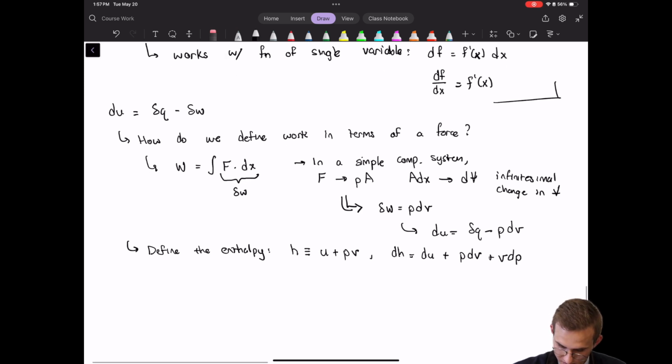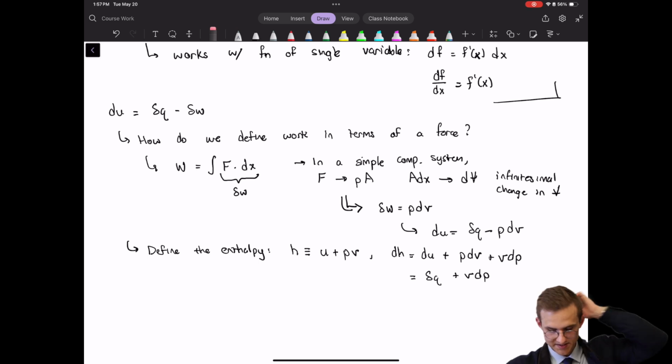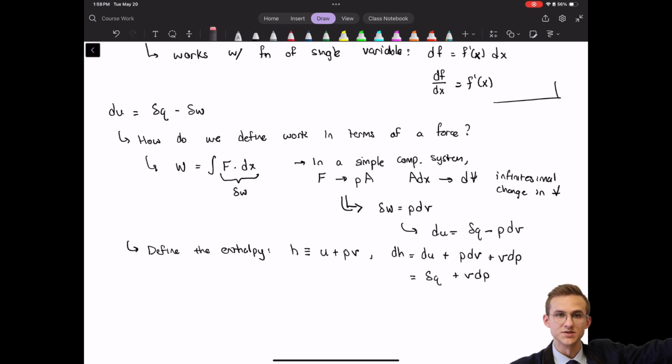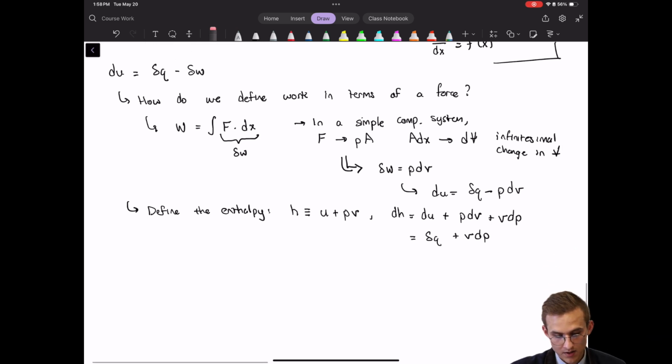And using these two relationships together, we can sub in what we had for dU and see that dH is also equivalent to delta Q plus V dP. Okay, and again, enthalpy is a defined quantity. It's useful in our analyses. You'll see in detail why it's useful later. But in essence, it really has to do with this interplay between internal energy and pressure and volume in a simple compressible system. That's why we define it that way.